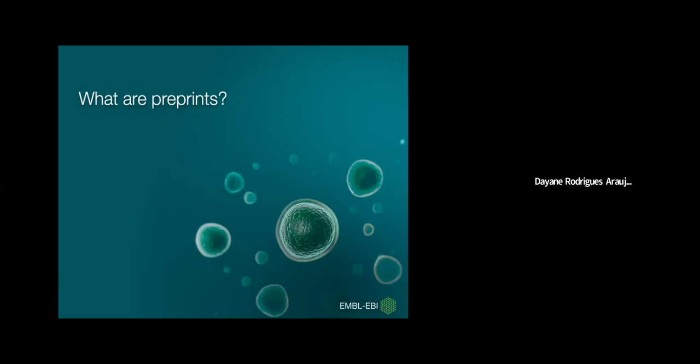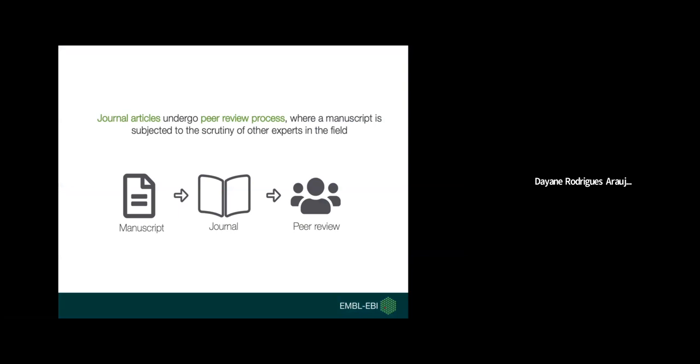So let's start with what preprints are. First, let's have a quick reminder of the traditional way by which researchers share results, and that's done through journal articles. Journal articles undergo a peer review process where a manuscript is subjected to the scrutiny of other experts in the field that you work in, and they will provide comments and feedback on the original manuscript. And after rounds of this revision process, the manuscript will finally appear as a journal publication.